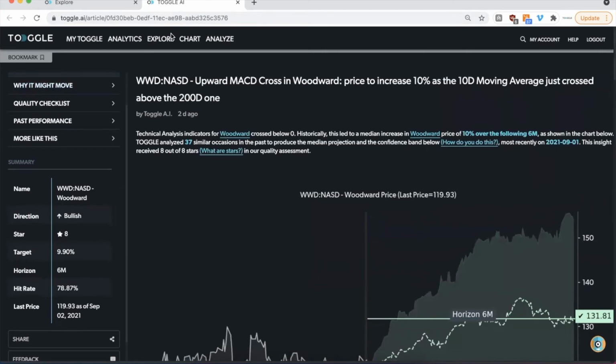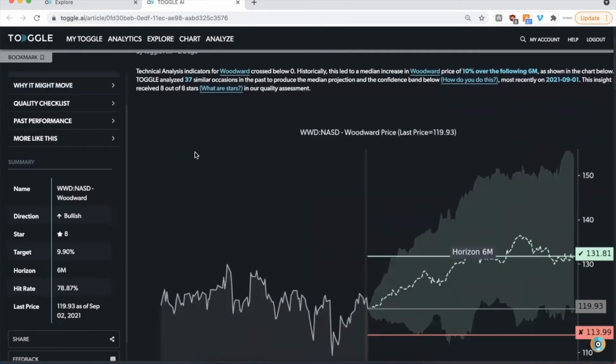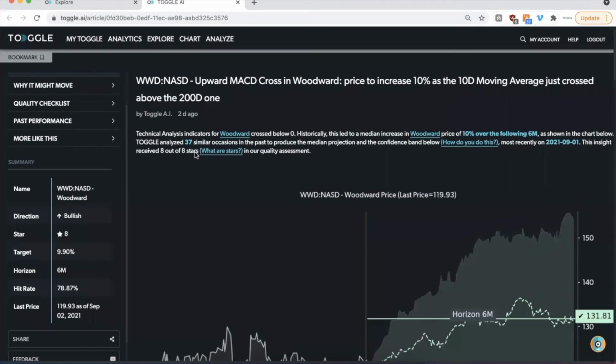And the question is, what are the icons on the analyzed chart? I understand the green up, but not sure what the others mean.